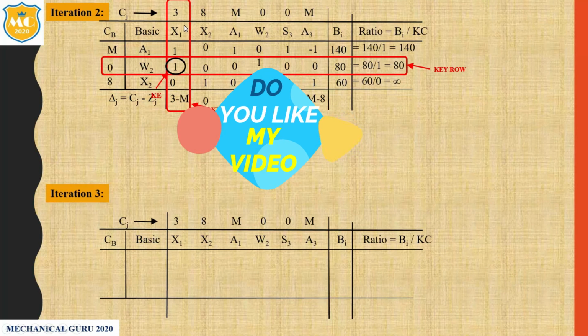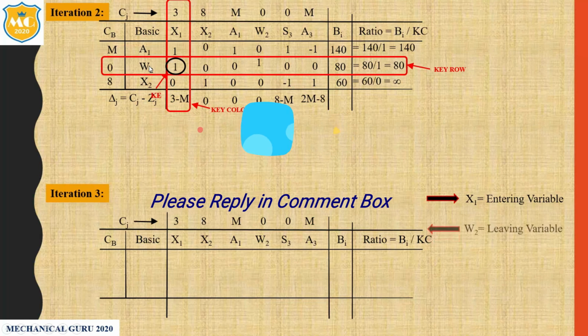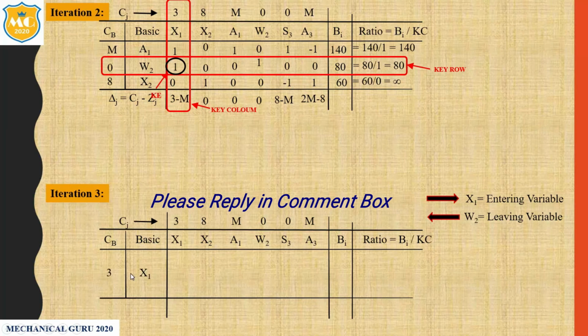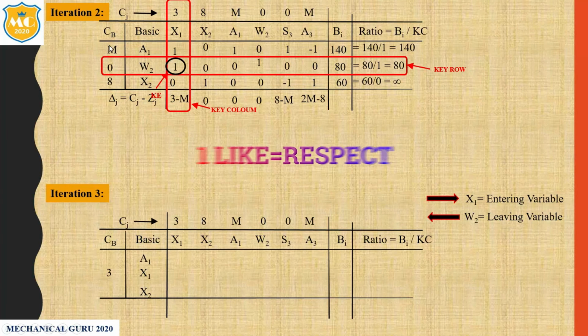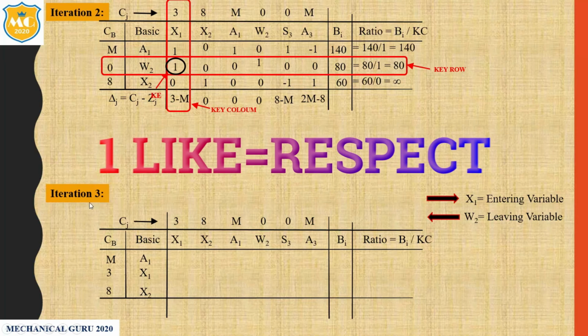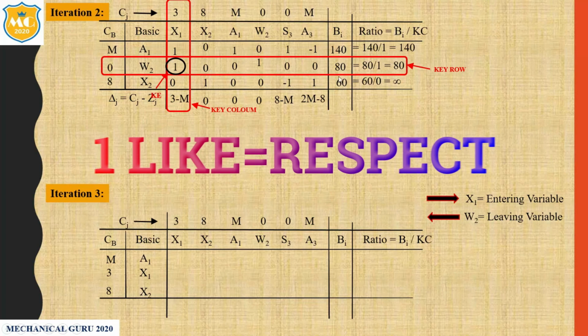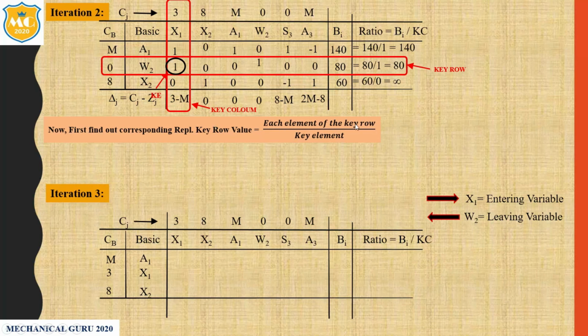Same here, x1 is the entering variable and w2 is a leaving variable. So first we have to replace this value 0 and w2. In that we have to write down 3 and x1. Remaining two variables, that is a1 and x2 as it is and cost also as it is. In iteration 3 we have to follow this iteration 2. Now forget the iteration 1. Now next we have to replace this row value by using same equation, but each element of the key row divided by key element. So here key element is 1, so this row value as it is.